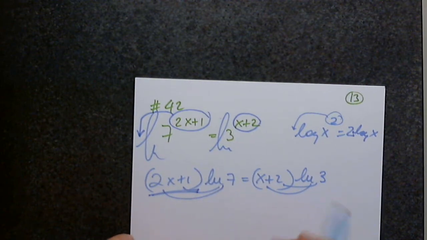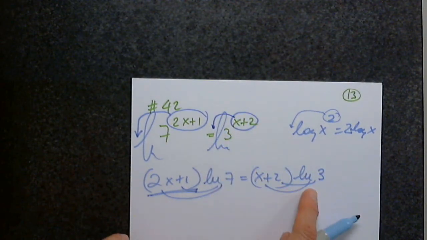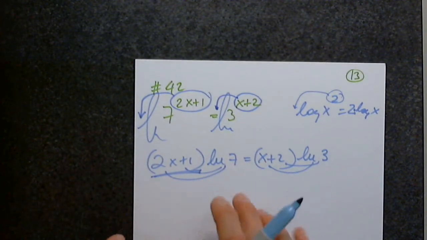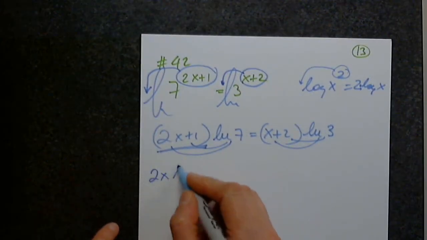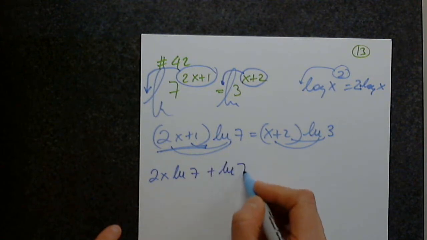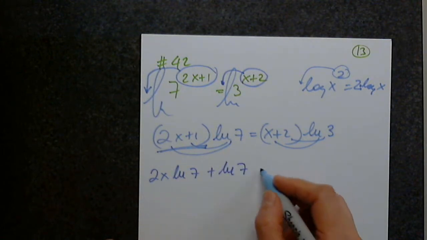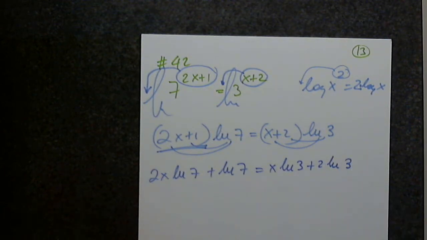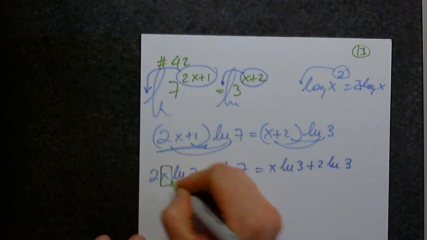Now, is it clear? So x plus 2 goes in front of natural log 3 in parentheses. I have to remove parentheses. 2x natural log 7 plus natural log 7 equals x natural log 3 plus 2 natural log 3. Do we agree with this? Why are we breaking it down? We have to remove parentheses, because we are solving for x.